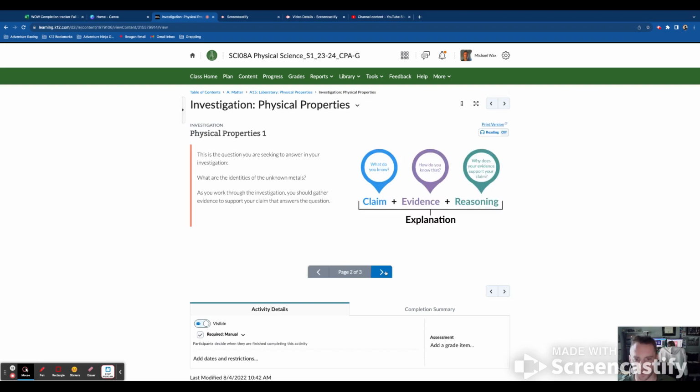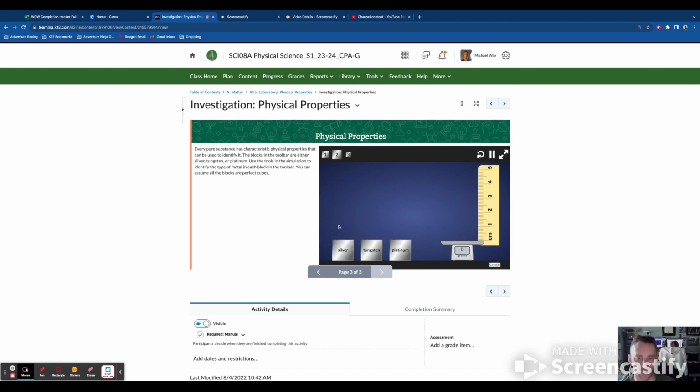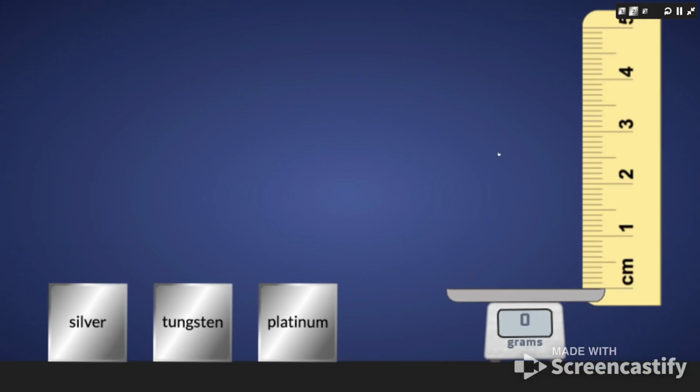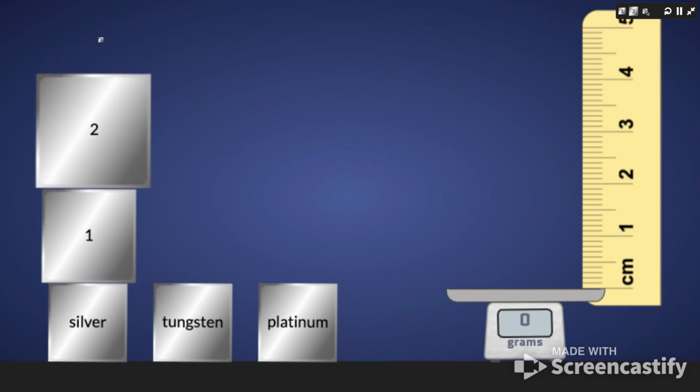So when I click over to page 2, again, this talks about what are the identities of the unknown metals. This is the purpose of our experiment, is to identify the unknown metals. Moving forward, you'll notice that we will have the lab. Now, all this is selectable. I'm going to make it big for right now so that you can see that we have 3 different cubes, silver, tungsten, and platinum, and they are named. We also have, and mine are up here in the top, unknown number 1, unknown number 2 that I'm just going to drag out, and little unknown number 3.